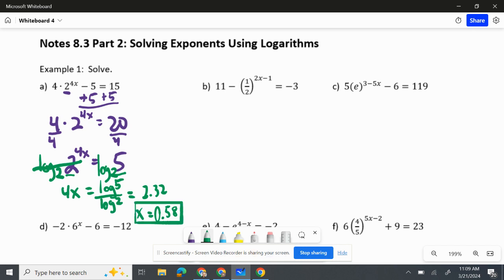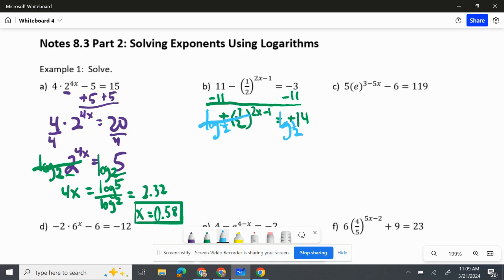So for letter B, I'm going to do the same thing. First thing I'm going to do is subtract the 11. And I have negative 1/2. And then what we have is 2x minus 1 equals negative 14. Because they're both negative, I divide by negative 1. And what I have to do is get rid of the 1/2. So I'm going to do log base 1/2 on both sides of the equation.